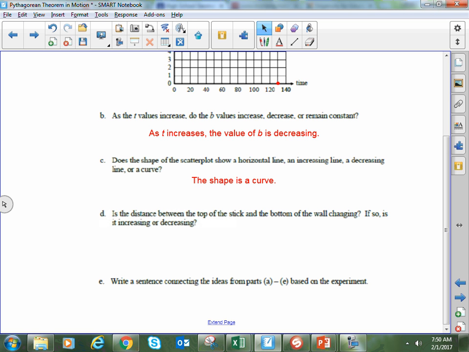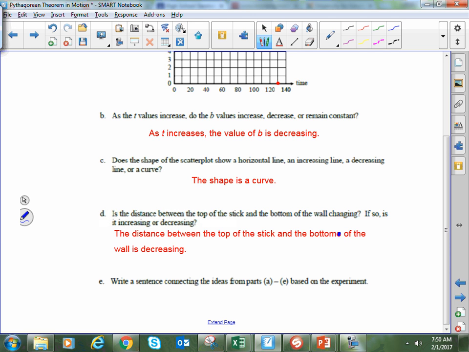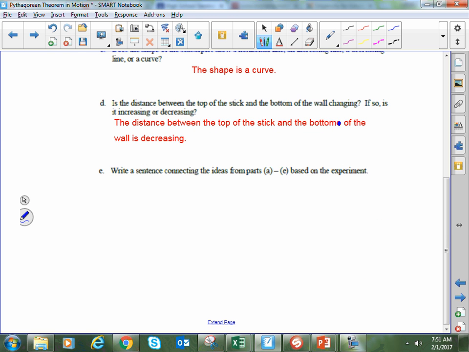Is the distance of the top of the wall increasing, decreasing? How is it changing? Well, the distance is absolutely, and I don't know what is wrong with me, I could not spell to save my life, apparently, when I did this. The distance between the top of the stick and the bottom of the wall is absolutely decreasing. So as time increases, the distance from the top of the stick to the bottom of the wall is going down.